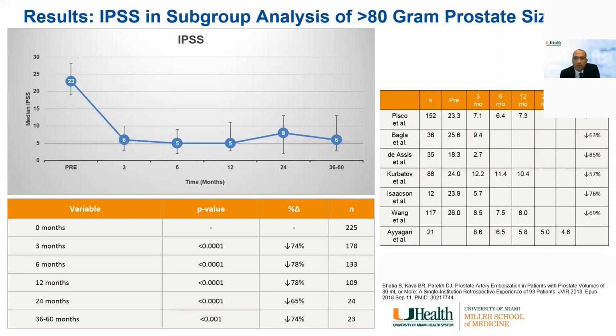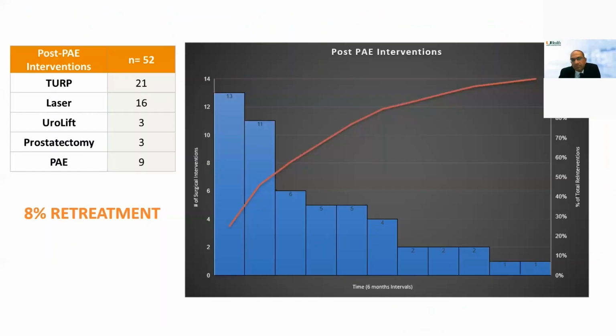When we look at a subgroup analysis of the effect of PAE in more than 80 gram prostate size, at 3 months, 6 months, 12 months, we saw up to 75 to 80% improvement in the IPSS score. And on the right side, I've compared it to many other sites who have published their experience with more than 80 grams. Some of them are in the 75 to 80% range, and some of them are like 60 to 65% range. But we consistently do get around 70% improvement.